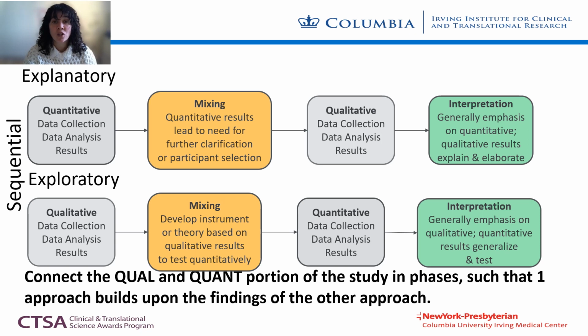So the two sequential designs aim to use one method to inform or explain the other. The explanatory sequential design collects and analyzes quantitative data during a first phase and uses qualitative methods in a second phase to explain or expand on the quantitative results. In contrast, the exploratory sequential design starts with a qualitative phase to explore a topic and then analyzes the qualitative data to inform a second quantitative phase.